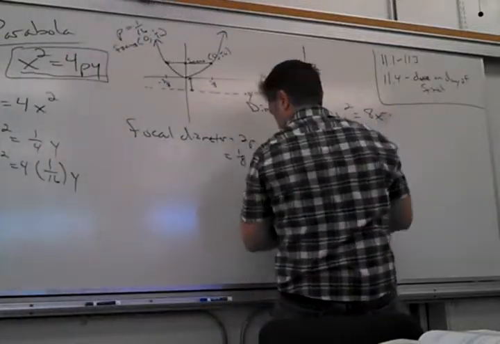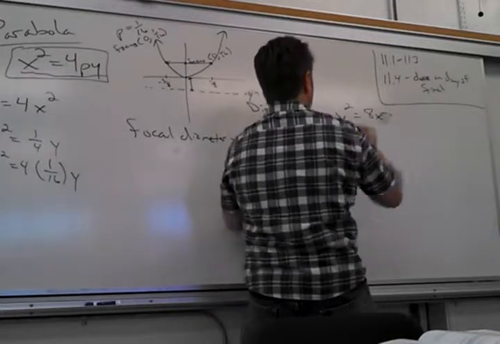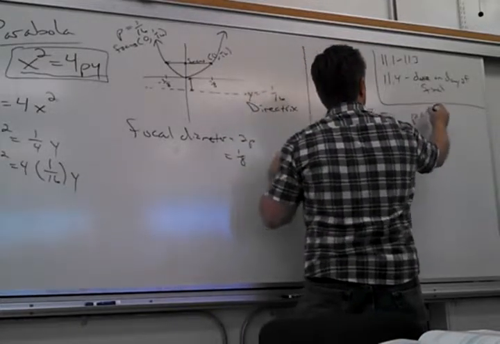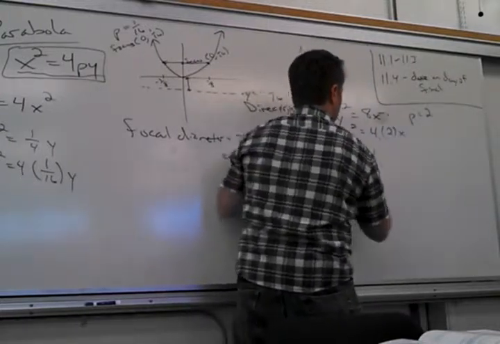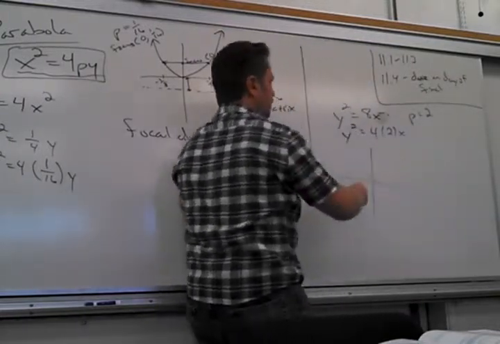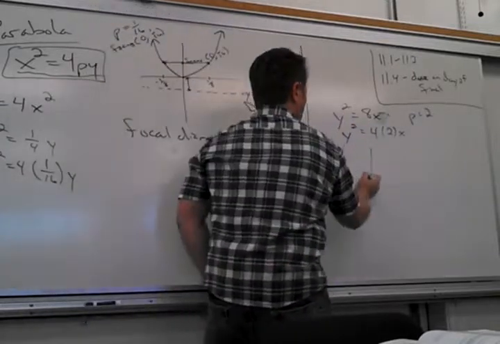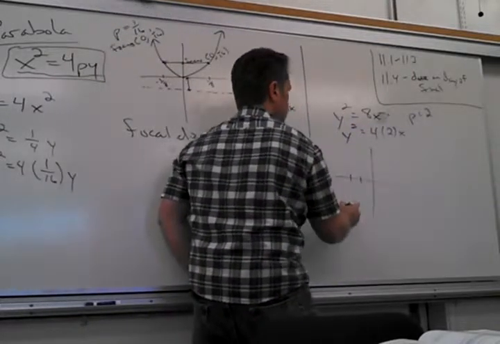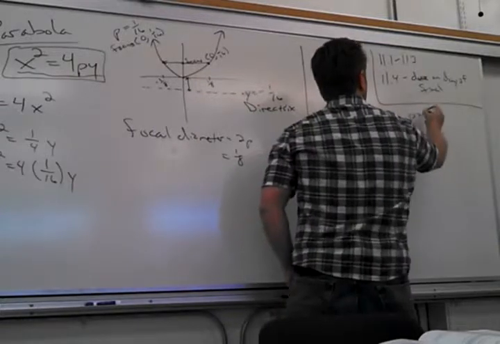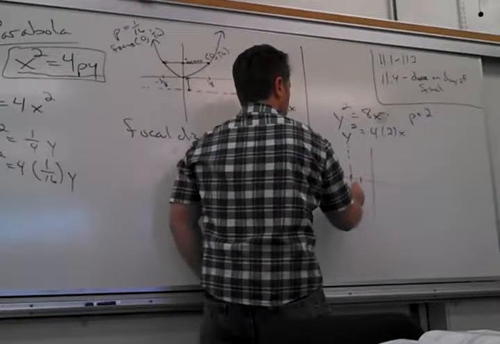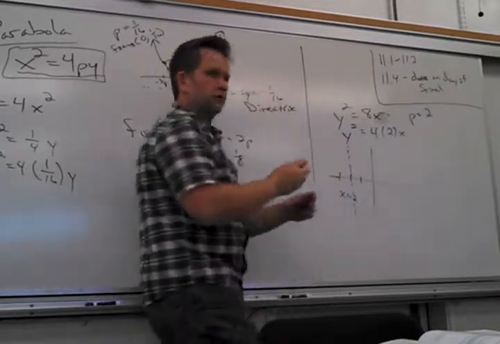What's p here? 2. Yeah, p's got to be 2, so if I put it in the right form, I know p is 2. But now since it's opening left and right, where will the directrix be? To the left of the y-axis, parallel to it. Yeah, the directrix is going to be at x = negative 2. So the directrix is always a line.